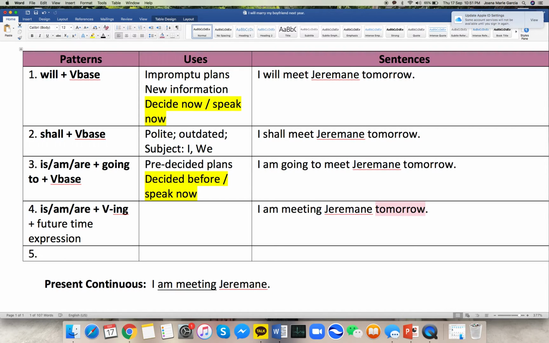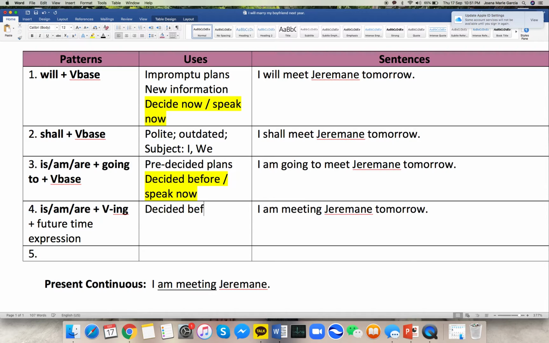So what is the difference between the two? This is also, for example, I'm going to ask you for dinner. Let's have dinner tomorrow. Sorry, I'm meeting Jermaine tomorrow. So what do I mean? It's also similar to the third one. You decided before. Remember that.